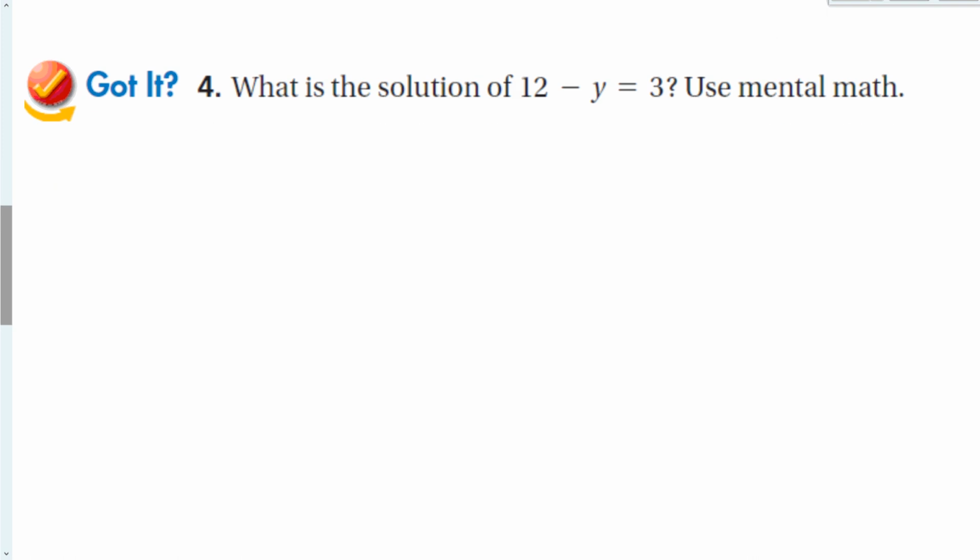So for our got it problem, same idea. What is the solution of 12 minus y is equal to 3? So you got to ask yourself, what if I started with 12 and I subtract something from it, what is that answer? And it is 9, right? Because 12 minus 9 is going to be equal to 3. So the answer would be 9.